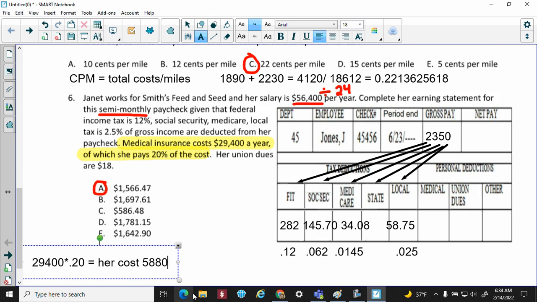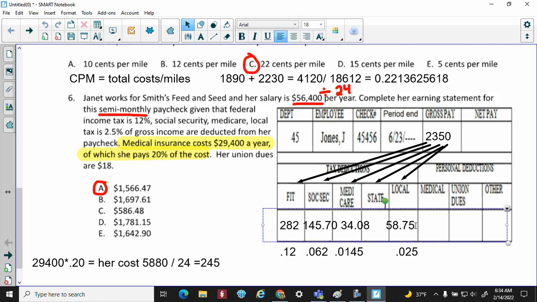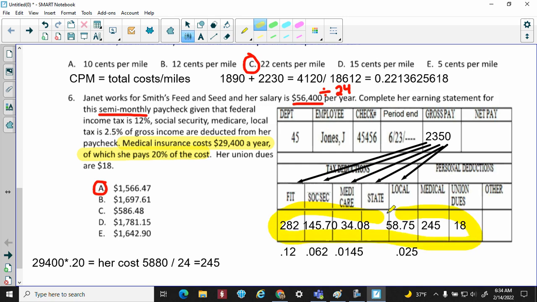Now she has to pay that over the course of the year, and because it's semi-monthly, we're going to divide it by 24, and when we do that, we get 245. So her semi-monthly deduction for healthcare is $245. Now, if you keep reading, it also says her union dues are 18, and there's no other deductions. So very simply, we are going to take all of these deductions, add them up, and subtract it from 2,350.